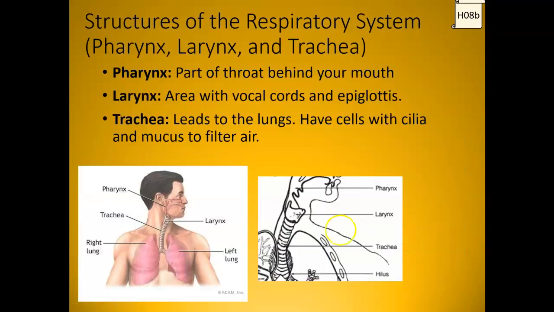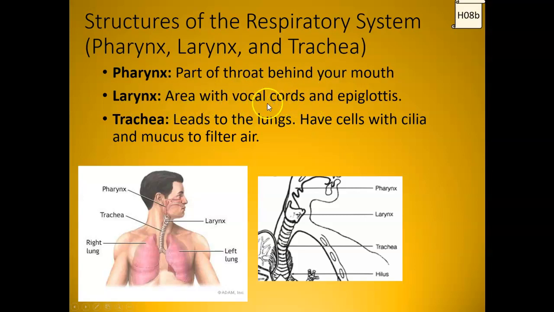Continuing into our throat, we've got three different regions. Our pharynx, which is kind of right behind our mouth, behind our nose there. Our larynx, as we mentioned, that's kind of your voice box. And then the trachea going down there. And all three of those have functions.